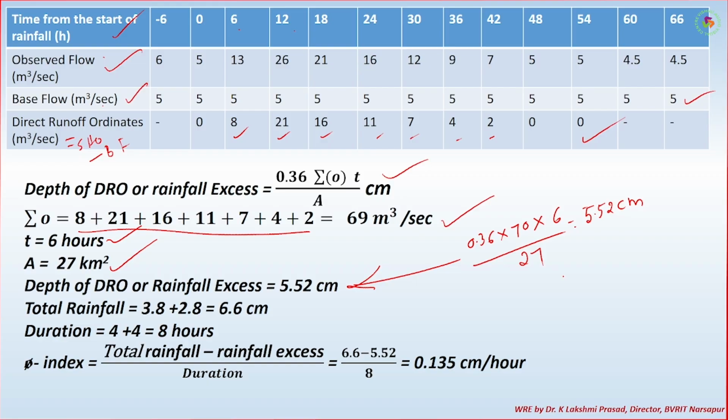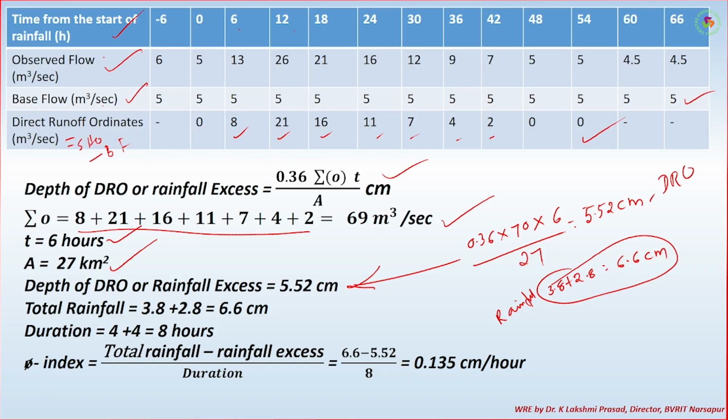Now, what is the total rainfall? Total rainfall, he has given it as 3.8 plus 2.8. That means 6.6 centimeters. 6.6 centimeters is the rainfall, and this is the direct runoff.